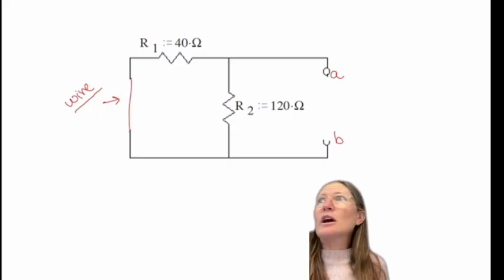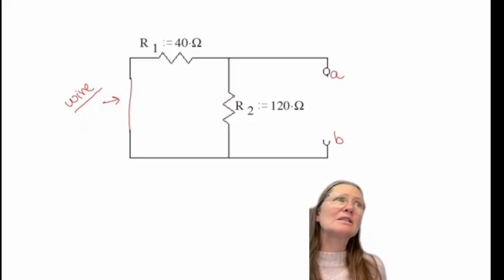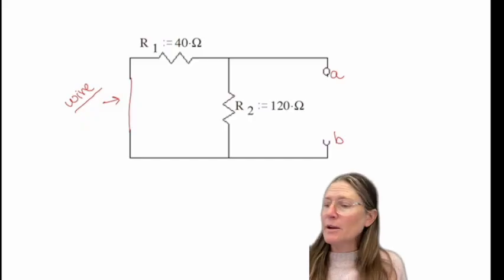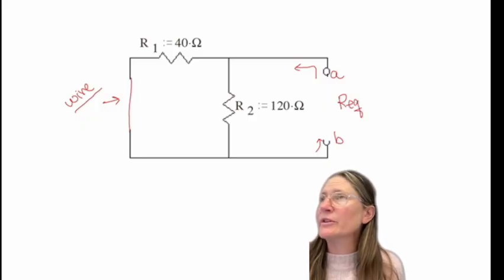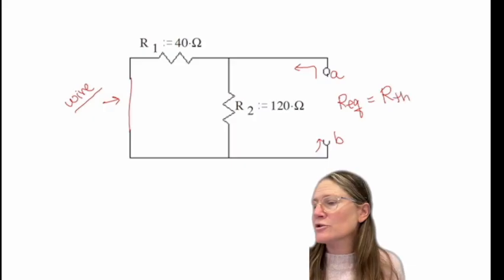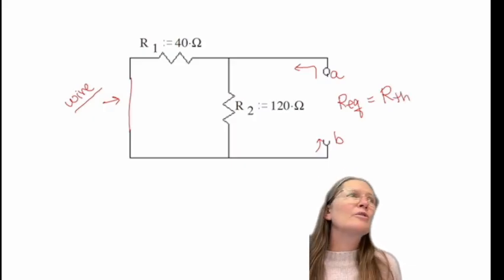So from here now, you're going to go back to when we learned about the equivalent resistance, and you're going to take a pathway from A through the circuit back to B and find that equivalent resistance. That will be your RTH. So what is RTH here?